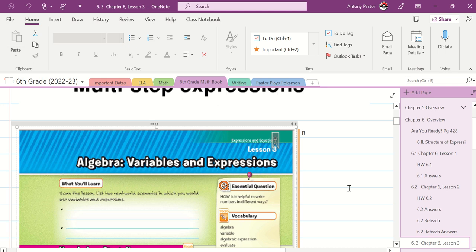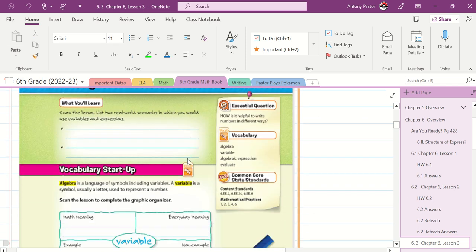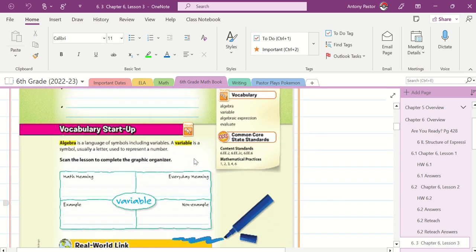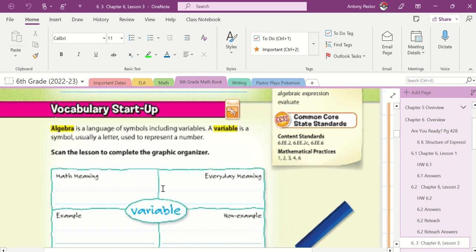Hello, today we are doing 6th grade math, chapter 6, lesson 3. We're going to be talking about algebra, and we're specifically talking about variables and expressions. Let's do the vocabulary startup. Algebra is a language of symbols including variables. A variable is a symbol, usually a letter, used to represent a number.